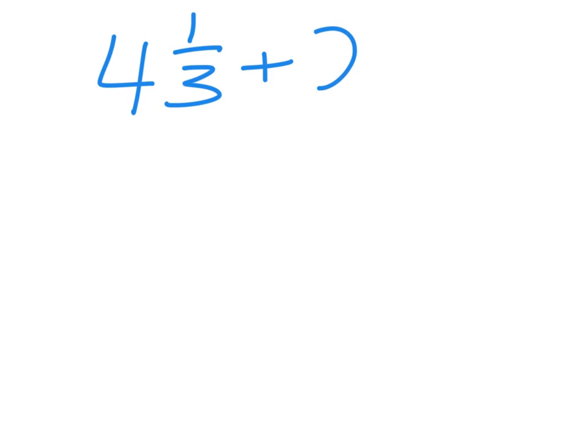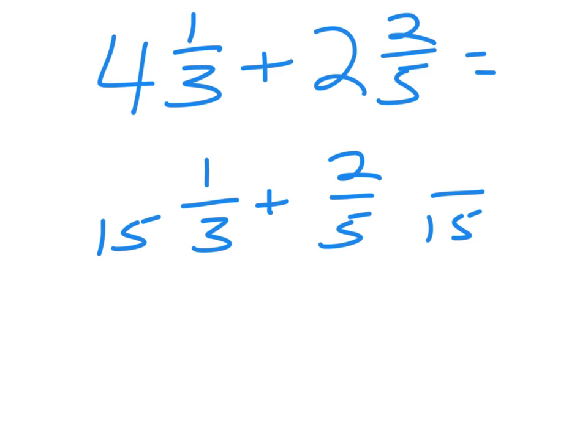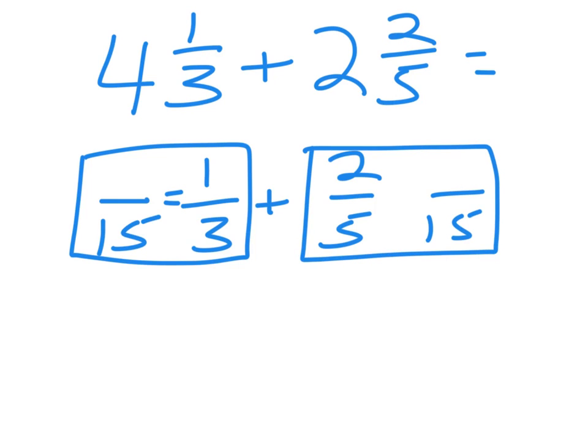Alright, let's try another one of these. Let's go with 4 1/3 plus 2 2/5. Okay, again, now I'm going to do the fraction part. 1/3 plus 2/5. I'm going to see that I make both of these denominators 15 by using the easy method. Now, I like to put the boxes around them, because then it makes it look like the problems we did when we found the missing numerator.